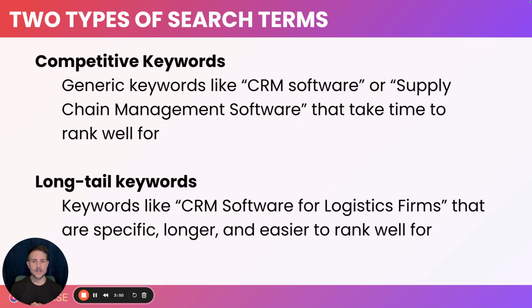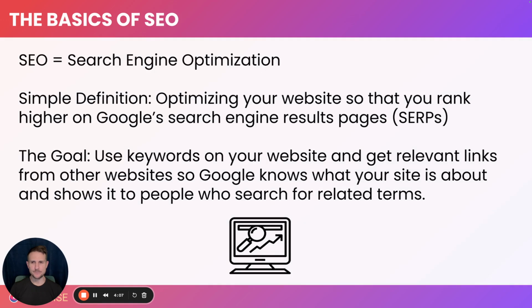These are longer keywords like CRM software for logistics firms or supply chain management software in Kansas that are specific, longer, and easier to rank well for. So start with the long tail keywords, and then over time, after 6 or 12 months, you'll start ranking for the competitive keywords. So in SEO, the goal, of course, is to use the right keywords on your website and get these links from other websites, ideally using those keywords in the anchor text, so that search engines like Google know what your site is about and end up showing it to people who search for those terms.